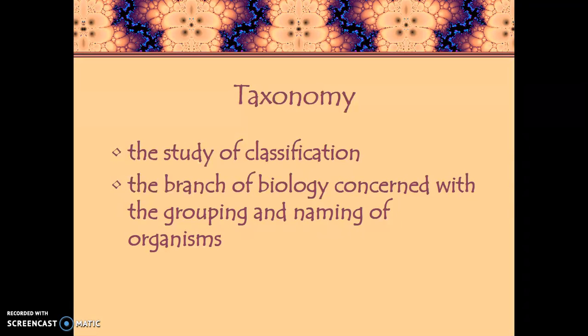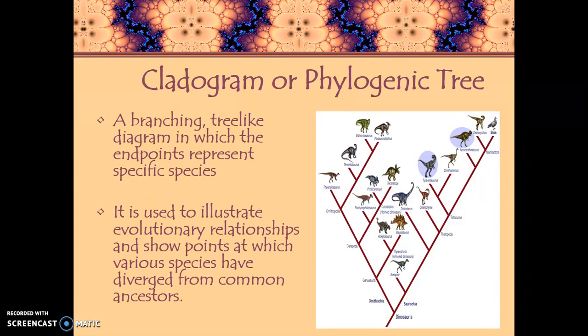So here's one of your vocabulary words, taxonomy. Taxonomy is the study of classification. So a taxonomist is the one that studies living organisms and classifies them. They will create things called cladograms or phylogenic trees. A cladogram or a phylogenic tree is a branching tree-like diagram, and the endpoints represent specific species. So it's kind of like a family tree, but it's a little bit different.